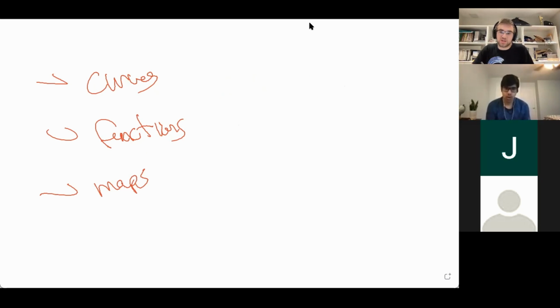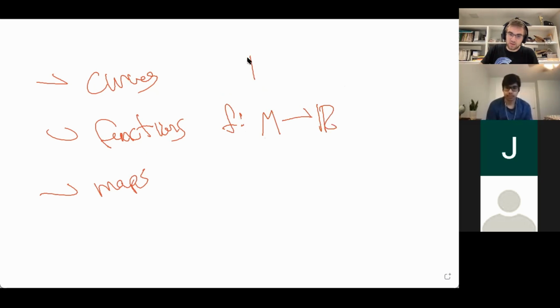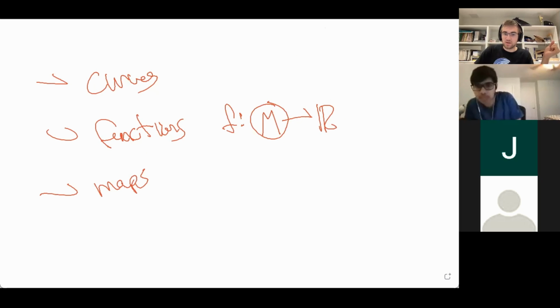Next one is a function, which pops up all the time later. First of all, without intuition, it's thought of as a map M to R, which is actually the opposite of R to M up here. Maybe that's meaningless on its own, but intuitively, a really good example is a temperature distribution.